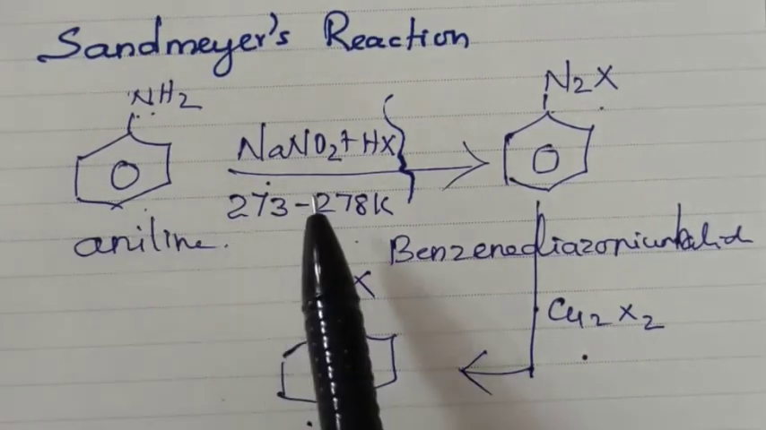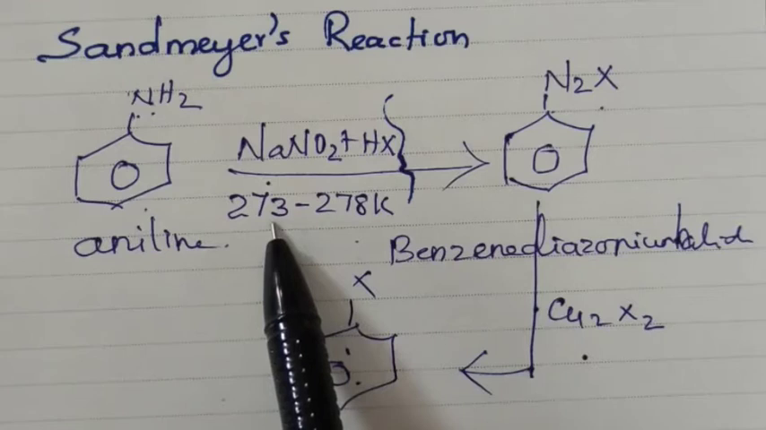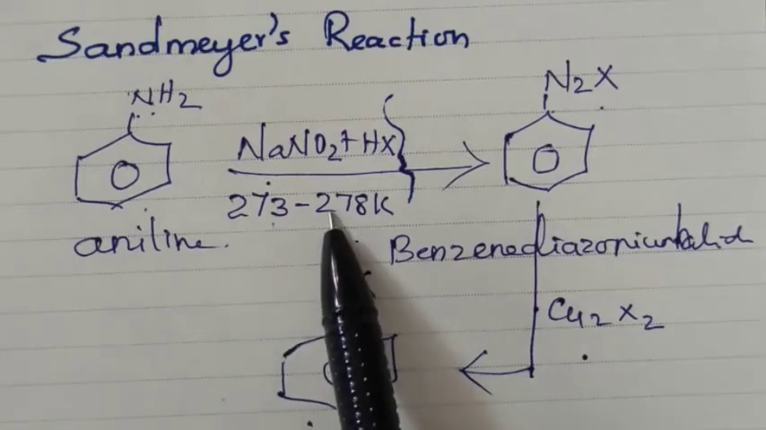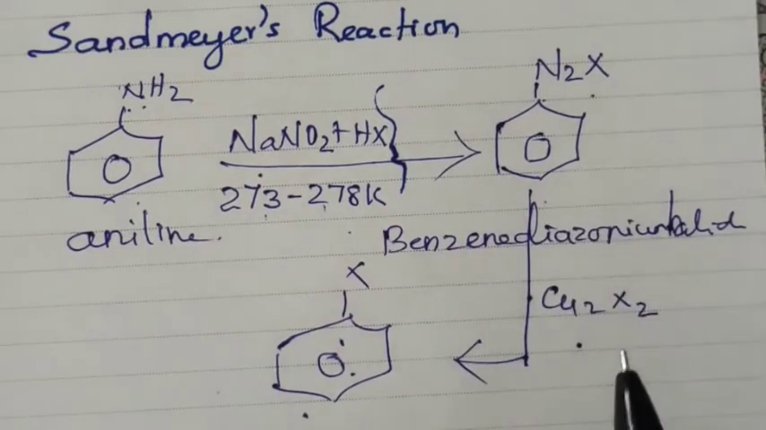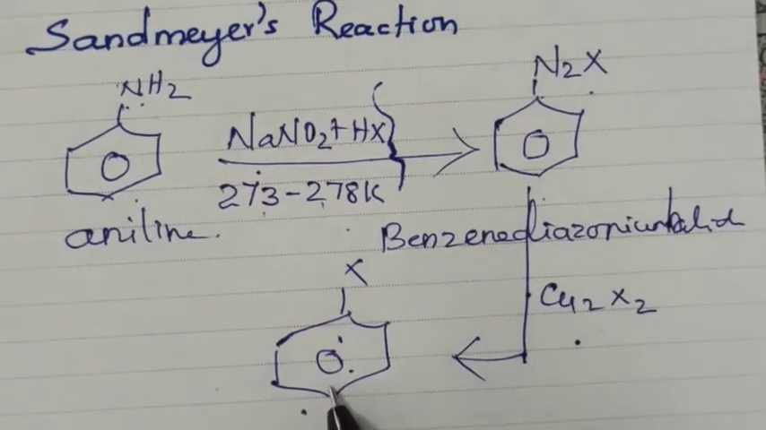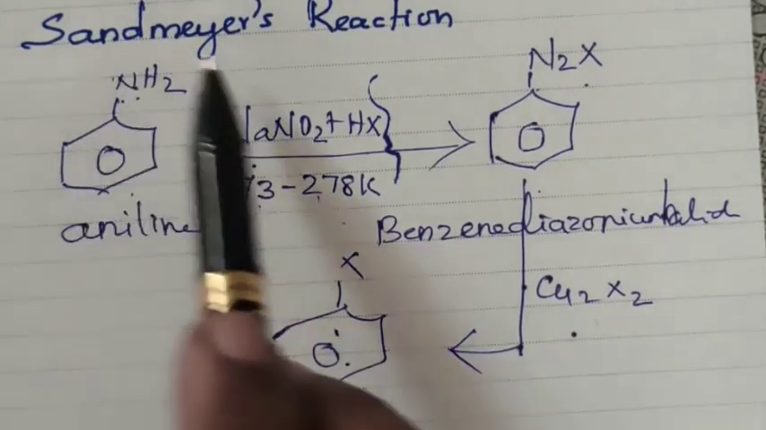But how will you write the equation for the Sandmeyer reaction? Aniline, when reacted with NaNO2 in the presence of HX at about 273 to 278 Kelvin, gives benzene diazonium chloride. The benzene diazonium chloride thus formed, when treated with the copper halide, gives aryl halide. This reaction is called Sandmeyer's reaction.